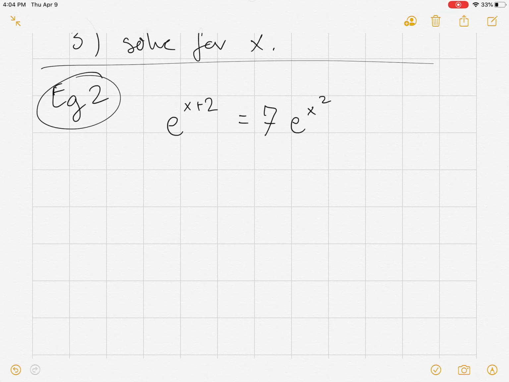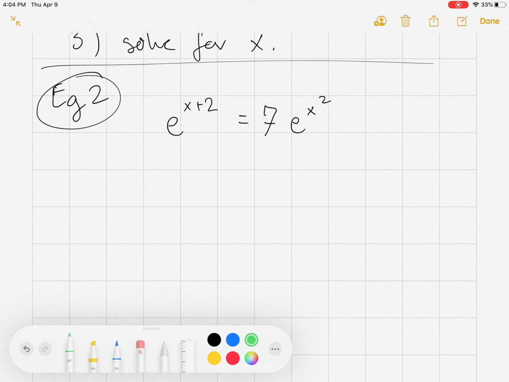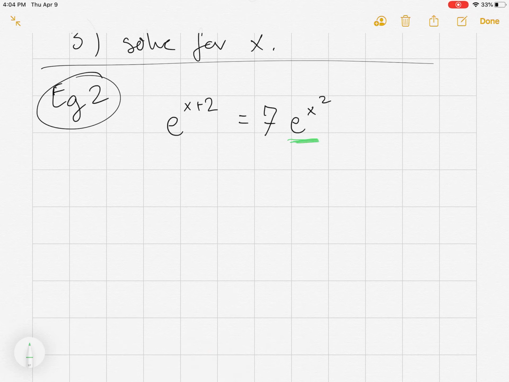So the first thing that we're going to do, just as before, is we're going to isolate our exponential expression. In this case, I'm just going to move this term. Let's use green this time. We're going to move this term e to the x squared to the other side of our equation.